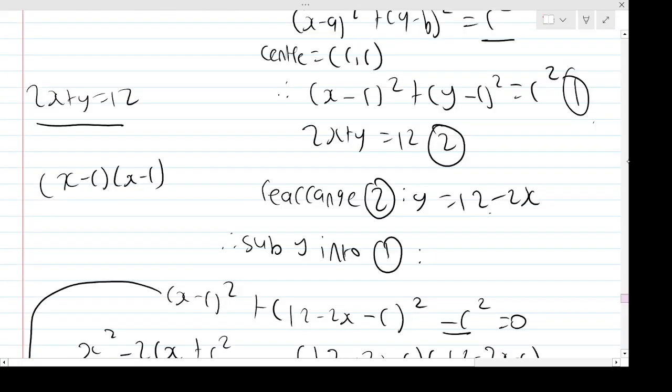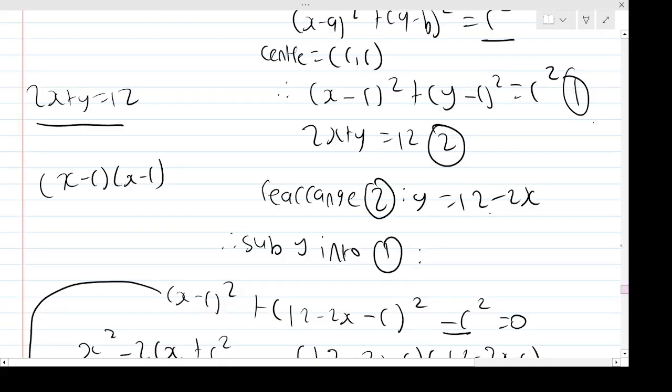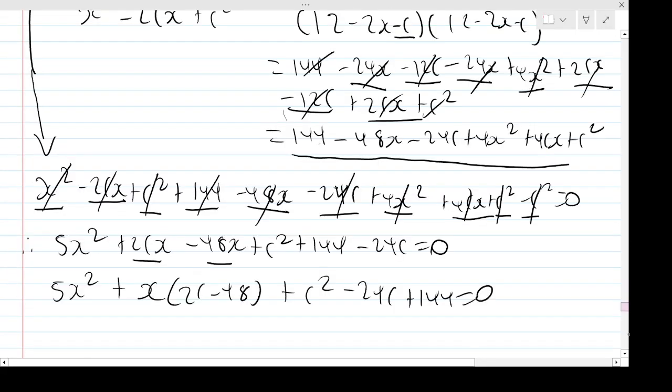Okay, that's what I get in the end. Does that match what they're giving me? 5x squared, 2r minus 48. Yep. And then r squared minus 24r plus 144. There we are. Okay, we got there. That is very nasty. Only 3 marks, that is, but we have to do it. Okay, so that's the equation we should get then, so we're on the right track.